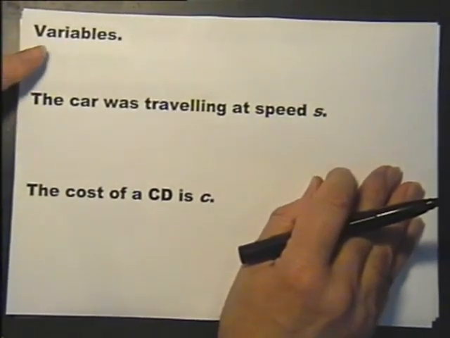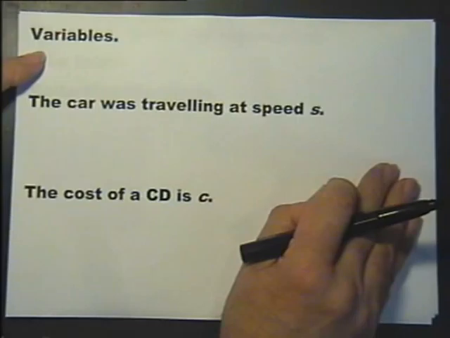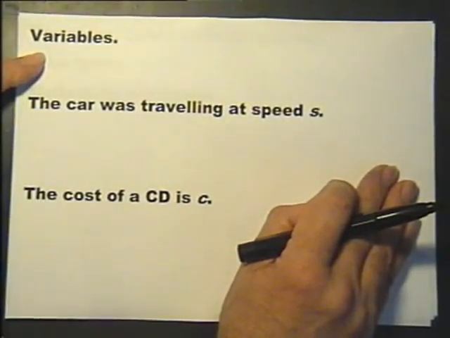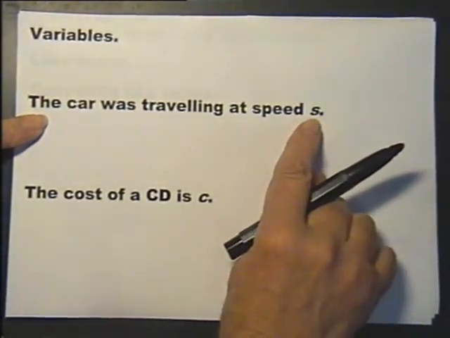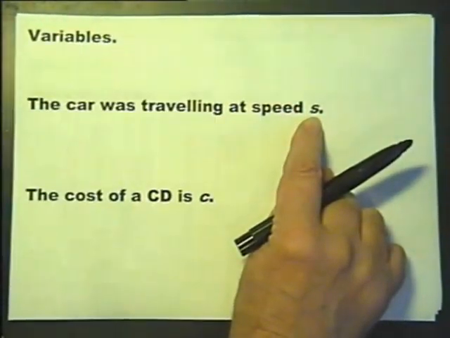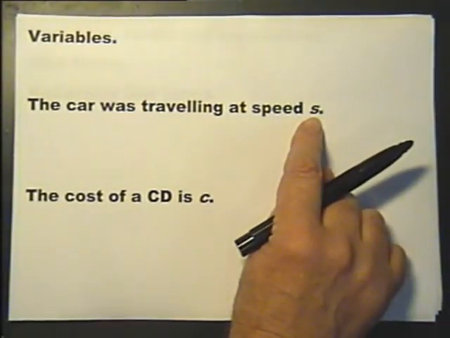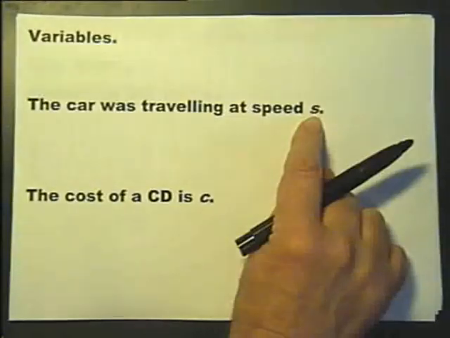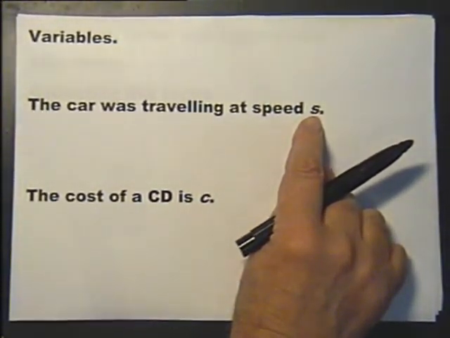Well, first, the word variables. A variable is a symbol, usually a letter, but it doesn't have to be a letter, for something that can change. For example, S. A car was travelling at speed S. Well, that could be anything. It could be 40 miles an hour, 50 miles an hour, 70 kilometres an hour, maybe a Lambo doing 200 and something miles per hour. But S can be lots of different values, so it's a variable.